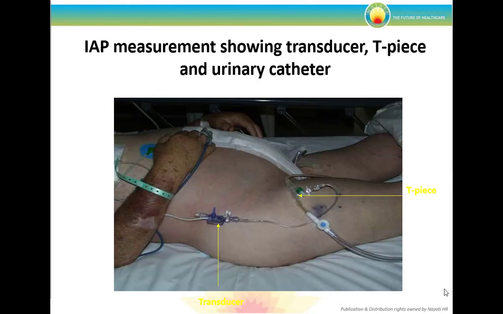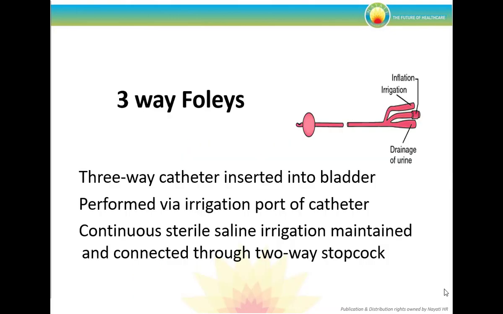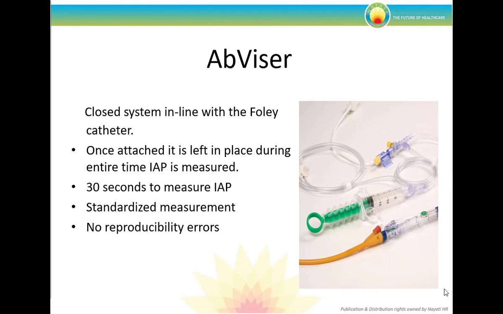So in a clinical patient, this is how it looks, with instillation of 25 ml saline. You can also use three-way Foleys, classically used by urology people for irrigation. You can use this Foley catheter for continuous measurement as well. As discussed earlier, this is one of the bladder irrigation devices which we can use, but I don't think this is available in India.